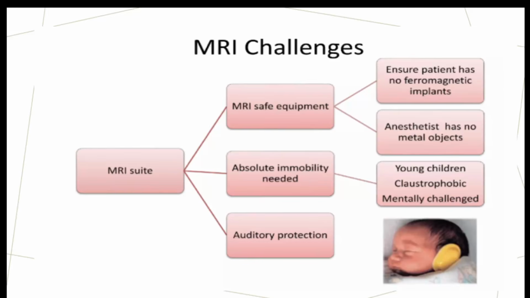So in the MRI suite, what are the most important things? The equipment must be MRI safe. The patient must have no implants and the anesthetist must have no metal. Absolute immobility is needed for young children, especially, and then adults who are claustrophobic or who are mentally challenged. And auditory protection is necessary for everyone.